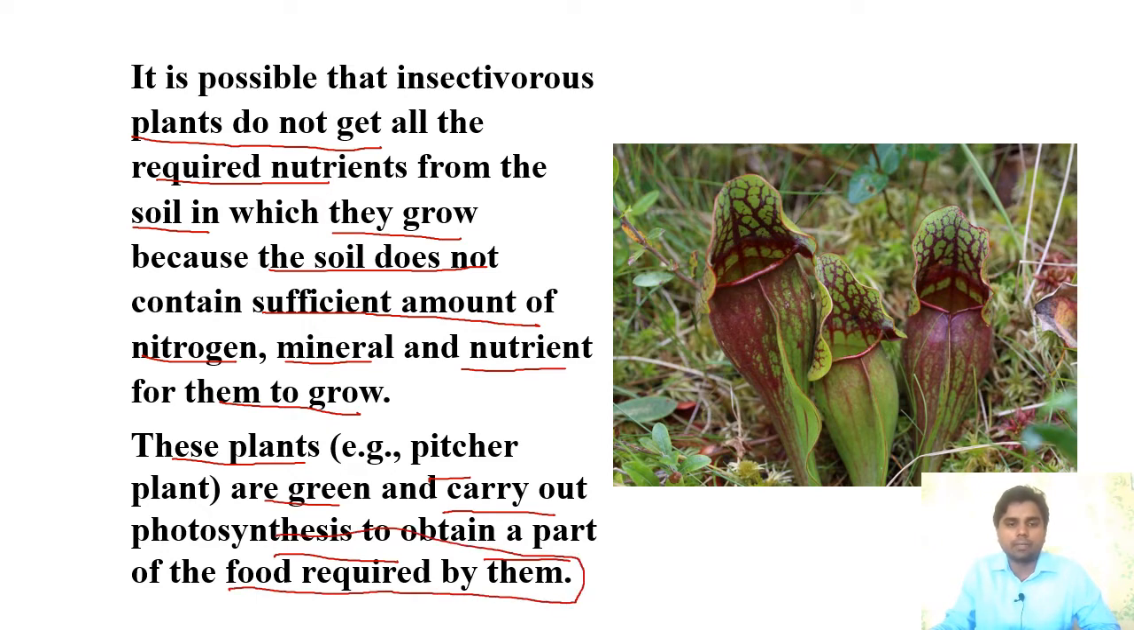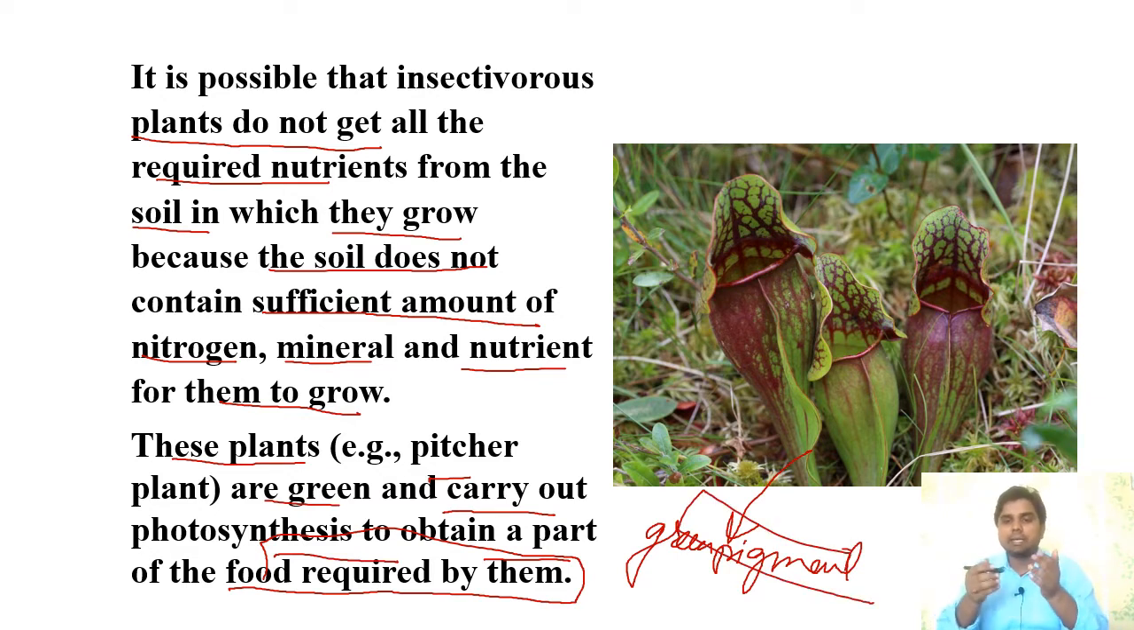These pitcher plants are green and carry out photosynthesis to obtain a part of the food required by them. So we can see that the pitcher plant also has green pigment, so it can perform photosynthesis. We can say that the pitcher plant can obtain its nutrition in two ways. The first process is photosynthesis, which they perform by the use of carbon dioxide, water, sunlight and chlorophyll.